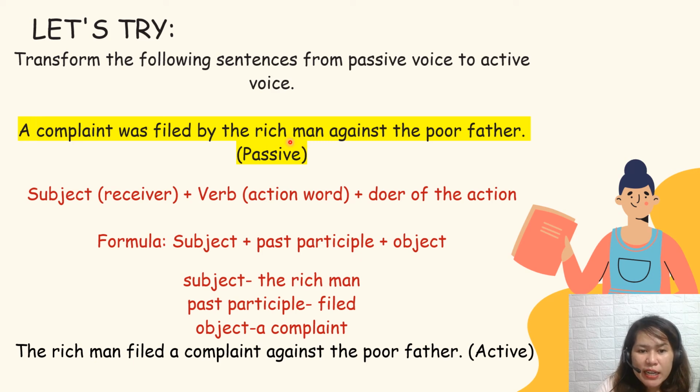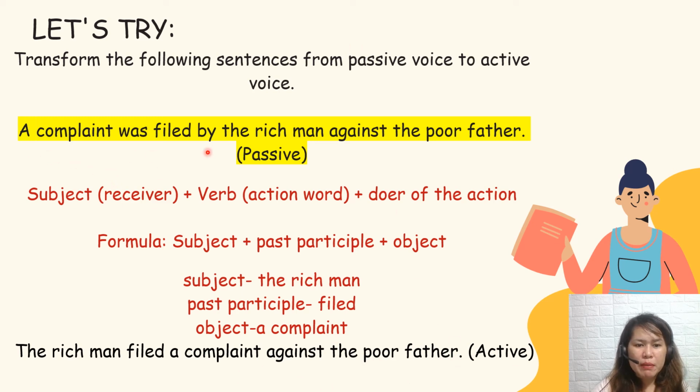Yung rich man, 'di ba? Nasa dulo siya. Ita-transform, gagawin sa una, and then ilalagay yung ating past participle or verb na filed. And then, ano ba yung ginawa ng filed? Ano yung i-file? 'Di ba? A complaint. Kaya ang nangyari, naging active voice na siya. The rich man filed a complaint against the poor father. Dagdag nyo na lang yung ibang mga additionals doon sa sentence.